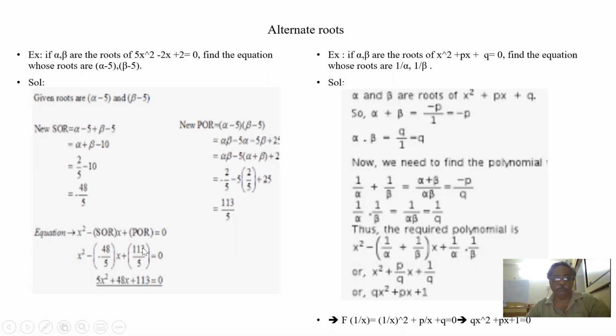I'm getting 113 here. Let us see where it went wrong. So 2 by 5 minus 5 into 2 by 5 means minus 4 into 2 by 5. This is minus 8 by 5. So 125 minus 8 is 117. It is not 113, it is 117 by 5. So whenever I have to write roots of alpha minus 5 and beta minus 5, I have to put x plus 5 in the equation.